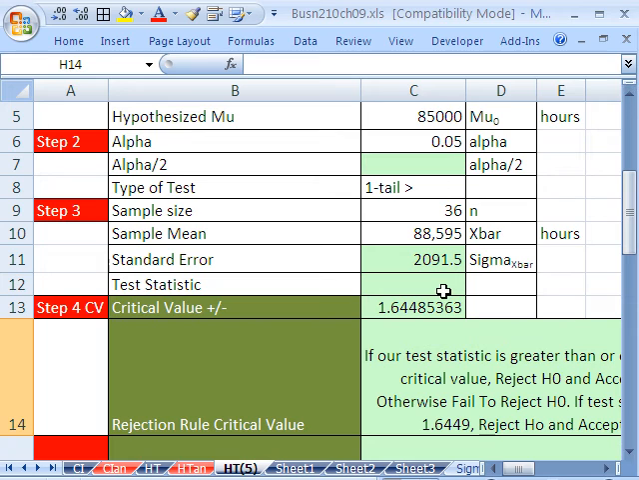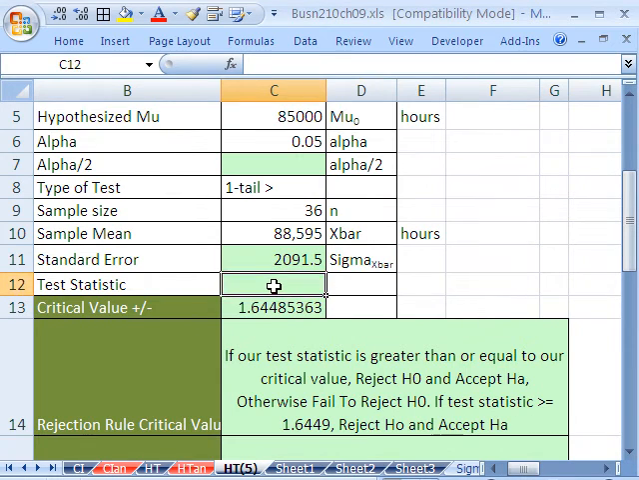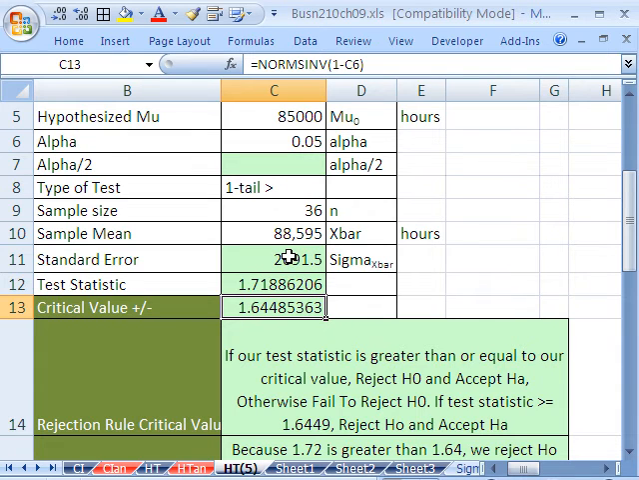So we need to calculate our test statistic. And what is our test statistic? It's sampling error divided by our standard deviation or standard error. That'll tell us our z, how many standard deviations above or below the mean we are. So z equals open parentheses x bar minus our hypothesized mu, divided by our standard deviation. And boom, we get 1.71.